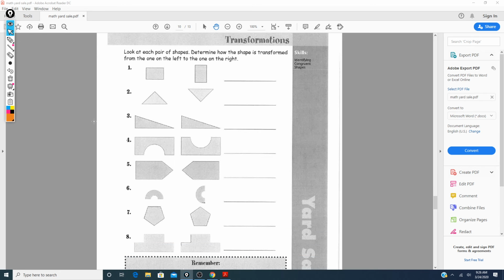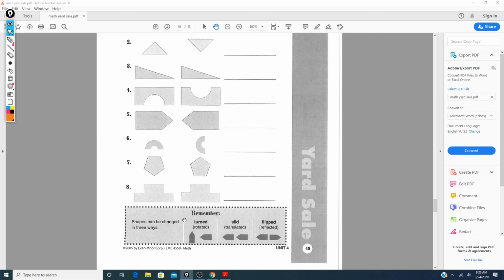Oh, there you go. Yeah, transformations. So you look at each pair of shapes and determine how the shape is transformed from the one on the left to the one on the right. You're going to say it's rotated, translated, or reflected. Is it rotated? Is it translated? Or is it reflected?